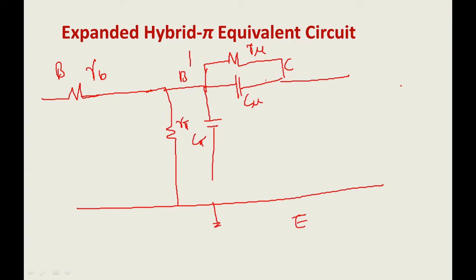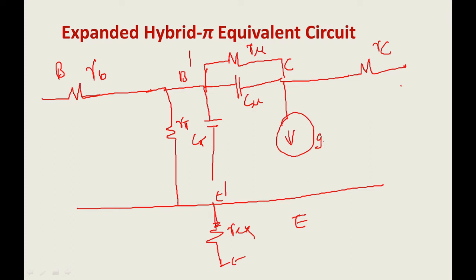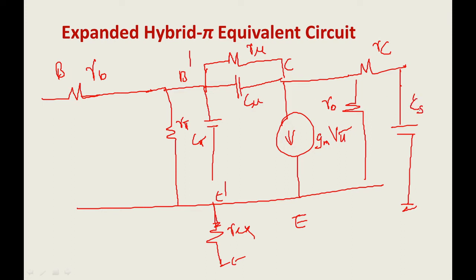So this is B dash. Similarly here you have an internal collector resistance RC, and here an internal emitter resistance REX. Very simple. Now here you have the current gain factor gm times V pi. Just correlate with what I said in the last slide. From the BJT I converted into the hybrid pi equivalent expanded model. Then I have considered the resistance R0 between your collector and emitter. Then here you have the capacitance between the substrate and the collector terminal. This is your expanded model.